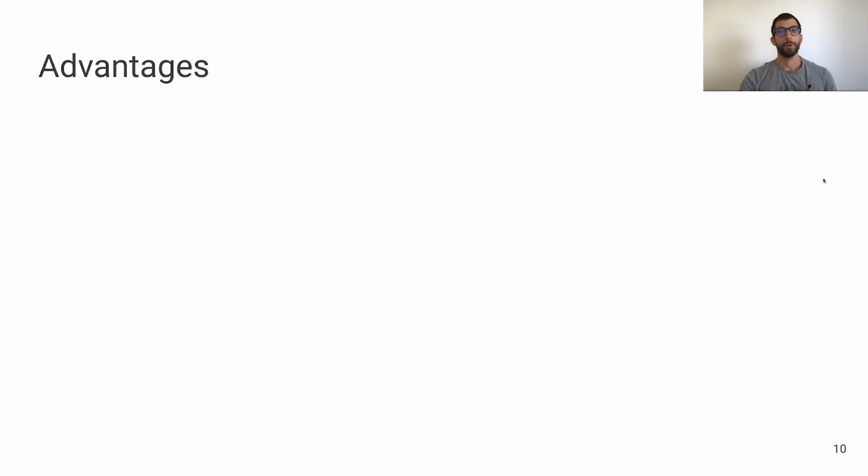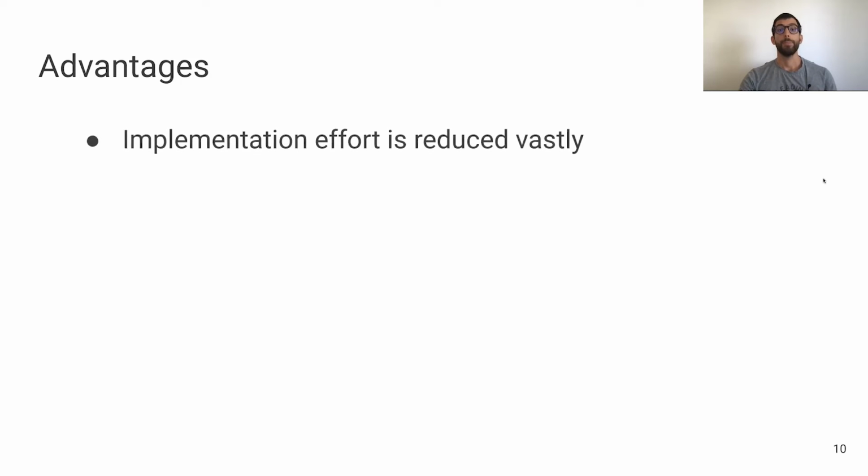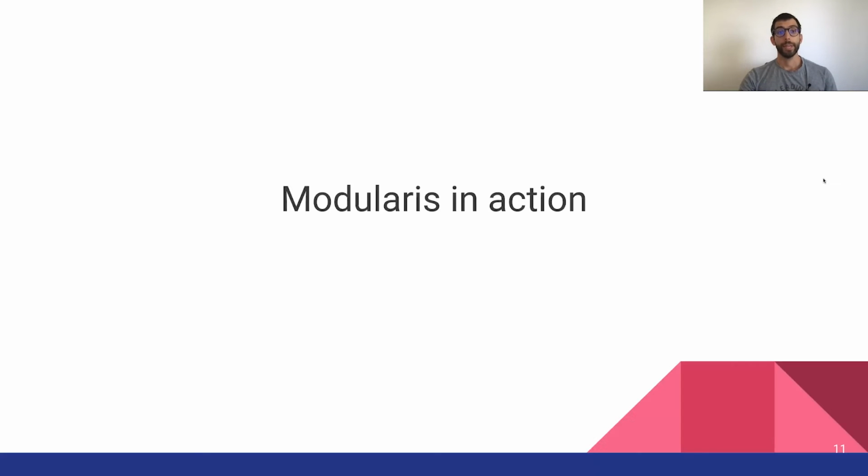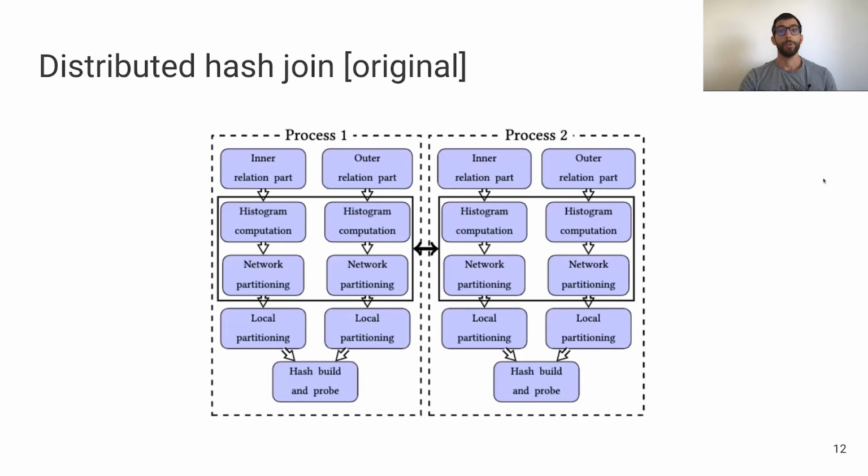The previous approach has a number of advantages. To add an additional platform, the user has to only write the hardware-specific operators that are needed to run workloads on this specific platform. The system does not have to be redesigned from scratch. Therefore, the implementation effort is reduced vastly, and the underlying architecture where the query runs is another parameter of the system. Now that we have seen the basic principle of how Modularis works and its architecture, let's see how Modularis works in action. I won't go into heavy details, but only present a high-level overview. Interested readers can read the full paper. Here we see a distributed join algorithm as it was proposed by Bartels et al.